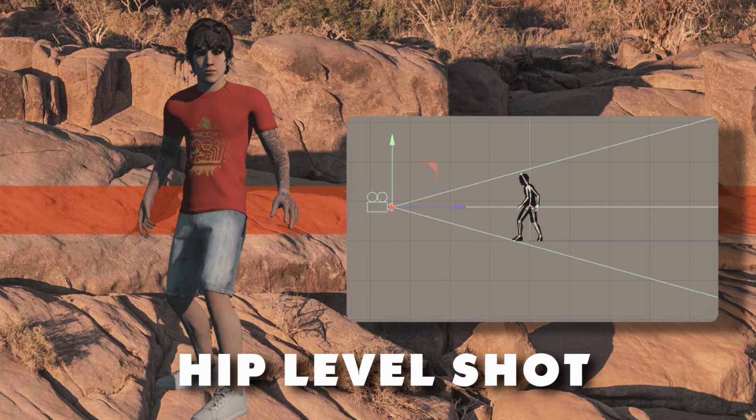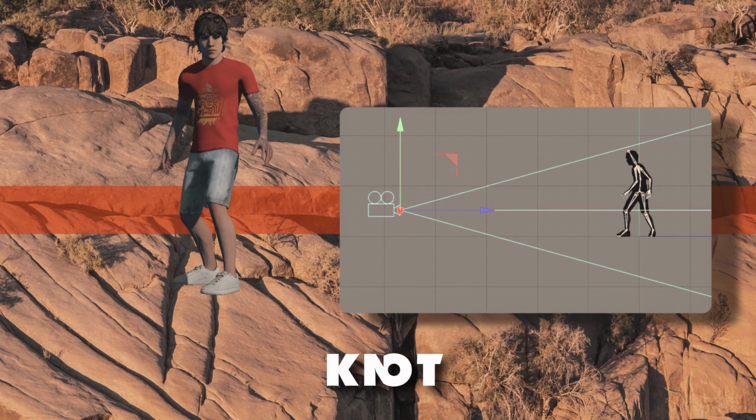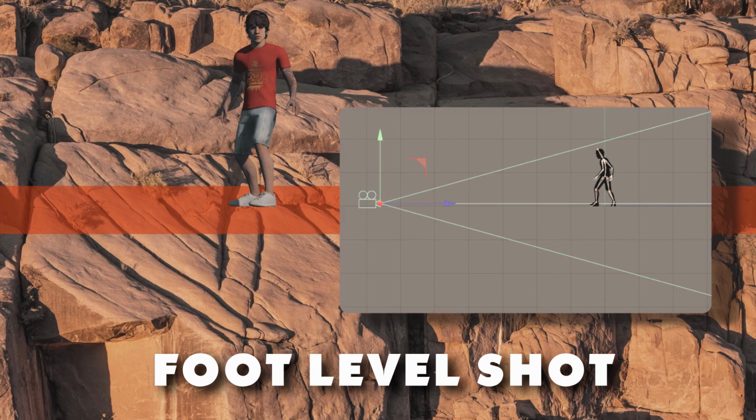Dropping the camera further to Dustin's hip level creates a hip level shot. And then we can go further down to Dustin's knee level, and finally to his foot level. Notice how each time we lower the camera, we have to pull it back further to keep Dustin in the frame. And notice how Dustin has moved from the bottom of the frame to the top of the frame.